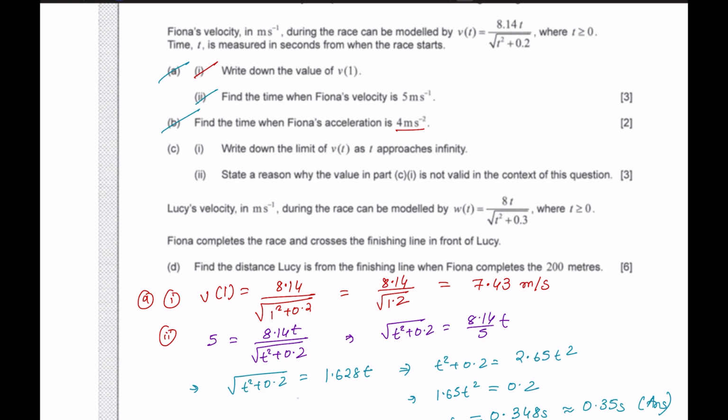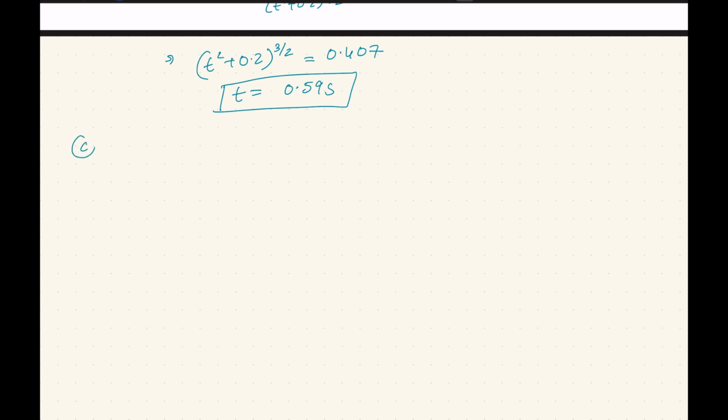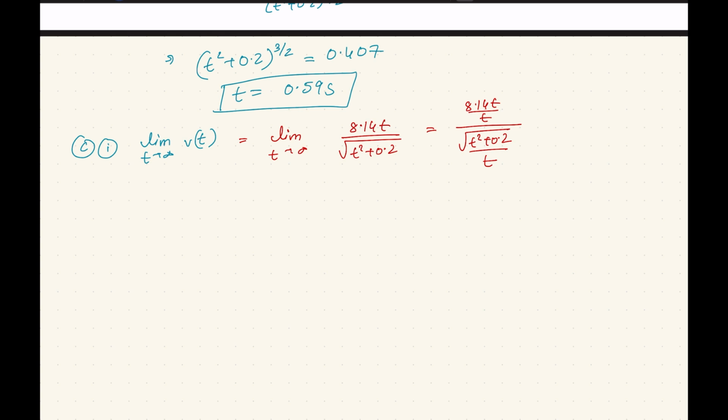Part C, find the limit of Vt as t approaches infinity. To find limit t tends to infinity of Vt, that is limit t tends to infinity of 8.14 t over root t squared plus 0.2. What I'll do here is I'll divide both the numerator and denominator with t. So 8.14 t over t, root t squared plus 0.2 over t. I can make the numerator 8.14. I can take the t inside the square root, so I can make it t squared by t squared plus 0.2 by t squared.